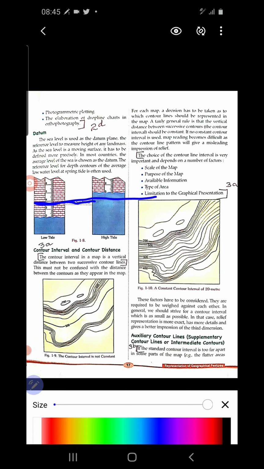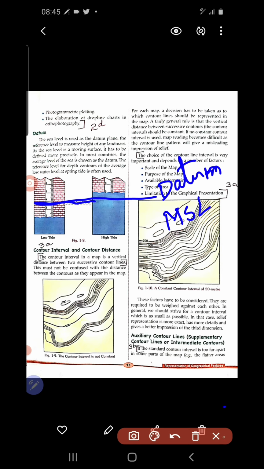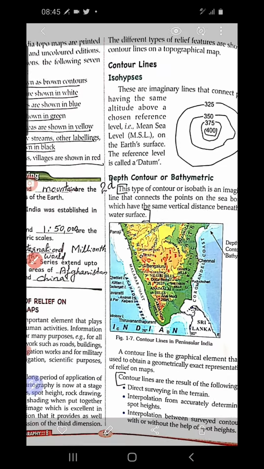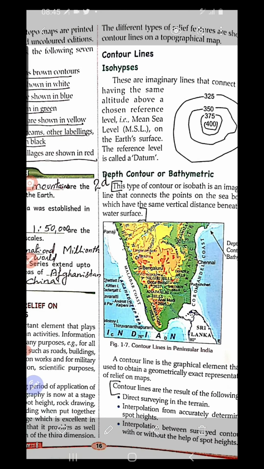So always we measure the height of a place from this. This can be called datum. What is that? Mean sea level. Datum means mean sea level. So, understood what it is. The reference point adopted to measure the altitude of a place is considered the datum. The reference point is the mean sea level, MSL.